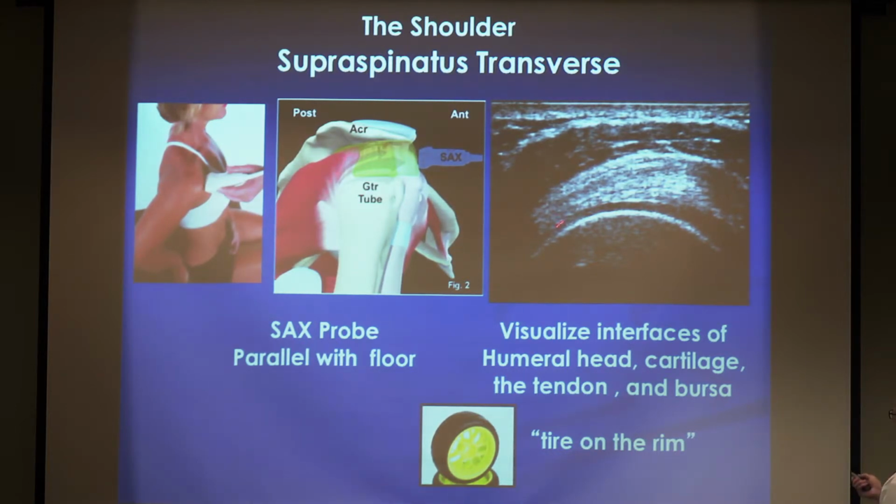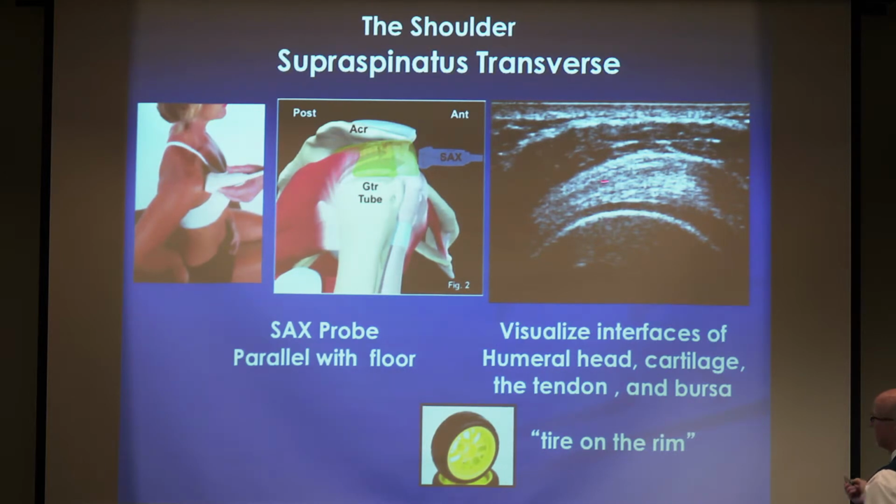So here's the ultrasound image that we see on the far right. And again, the interface identification always comes into play. Nice round convexity of the humeral cortex. We call this the tire on the rim view. So the humeral cortex is the rim of the tire. So first find the rim and then put the tire on the rim. So humeral cortex, hyaline cartilage, bright fibrous echotexture of the supraspinatus tendon.